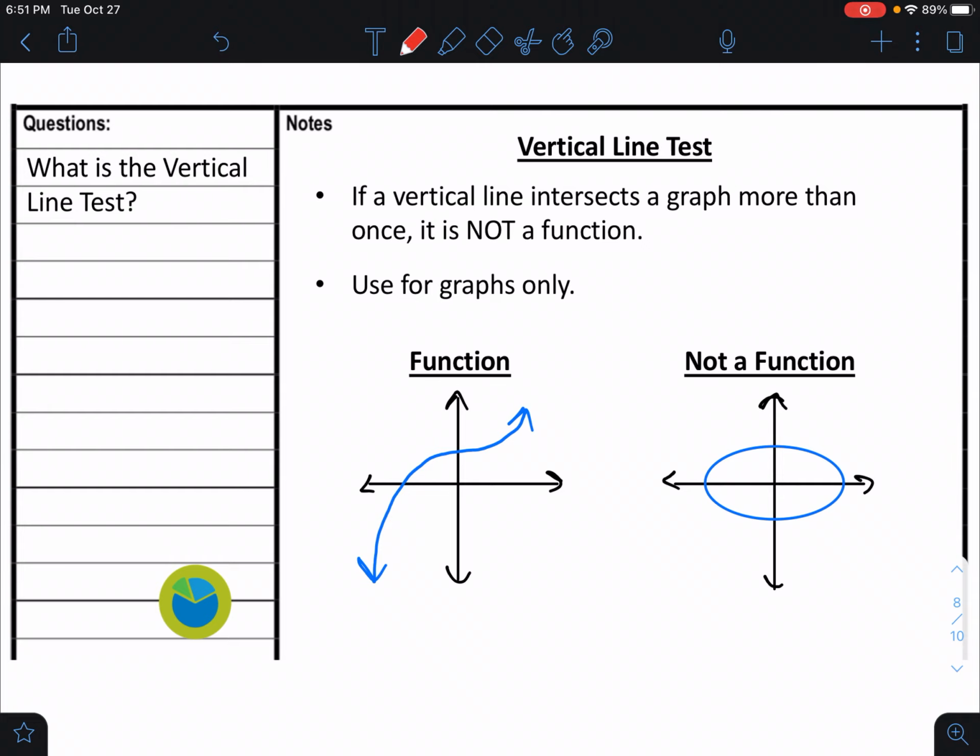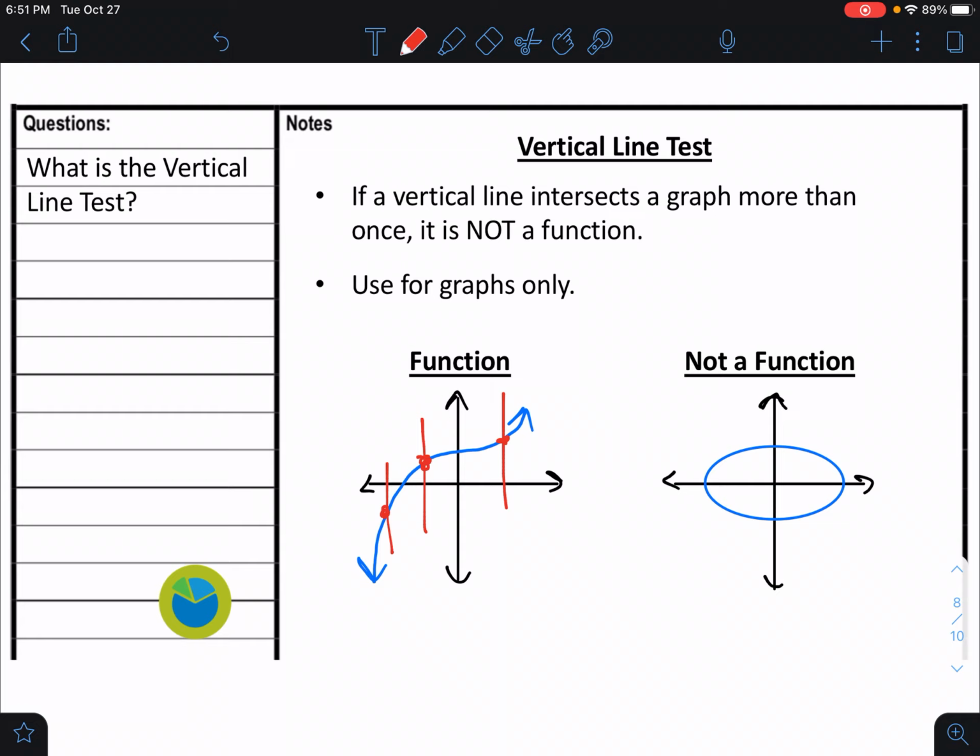So this first one, if I draw a vertical line anywhere, it should only pass through once. Notice it would just pass through once. So I should be able to do that anywhere on the graph, and it should only pass through once. If I can find a spot where it would pass through more than once, then it would not be a function. But this one is good. Notice each vertical line I draw there only passes through once.